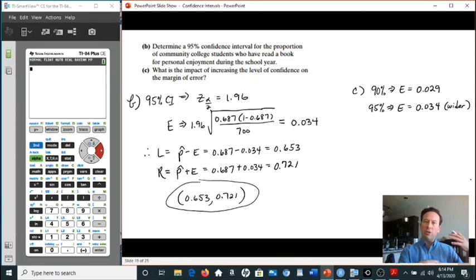So when you increase your confidence, you're making the interval wider and wider. The problem with that is that it might just be too wide. It might contain so many values that no matter what you estimate, it's always going to be correct. And that could be wrong, right? The interval could be super wide.